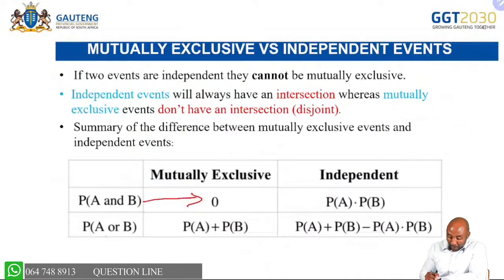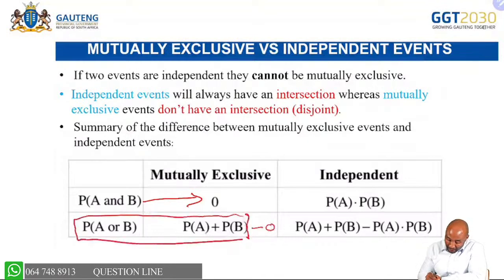And from our probability equation, the probability of A or B is given by the probability of A plus B. And remember, we are subtracting that 0 from our identity. Hence, it is only given by that equal.